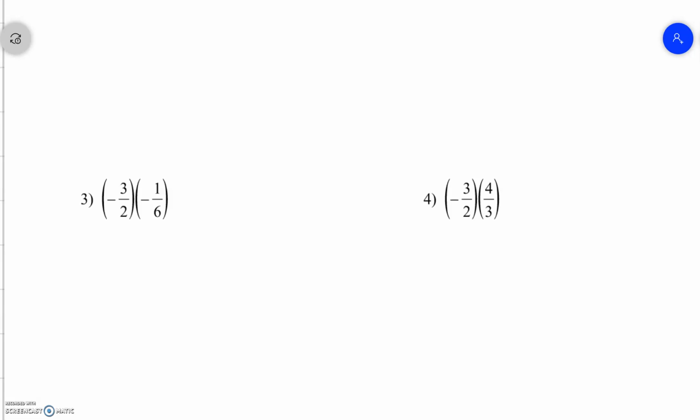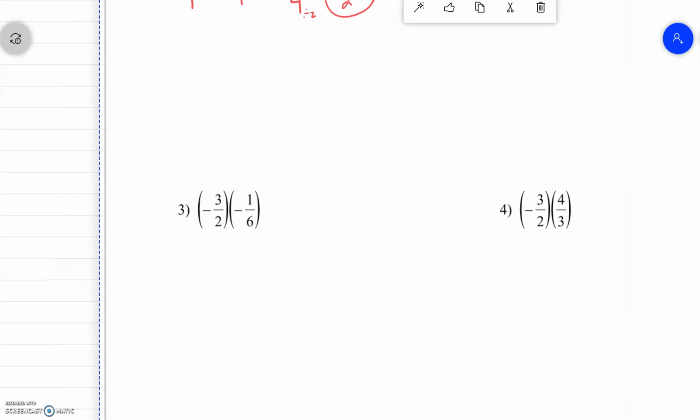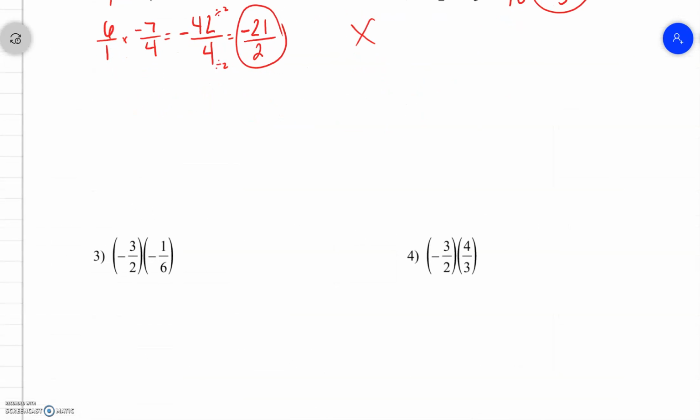So if I look here, I have a 3 in the numerator. That's going to jump on me. I don't know why it does that. It's frustrating.